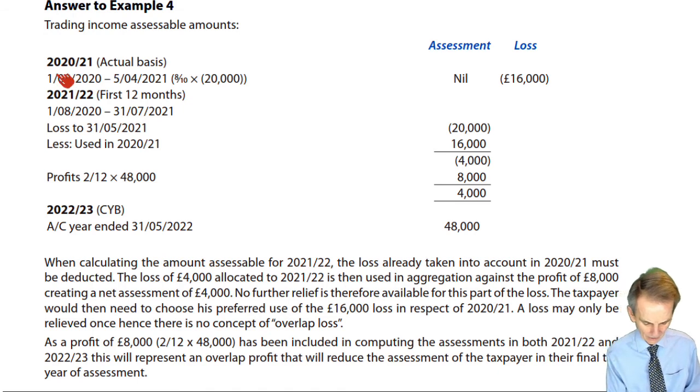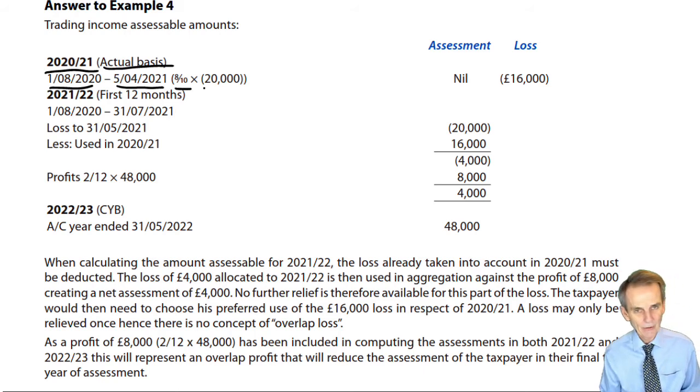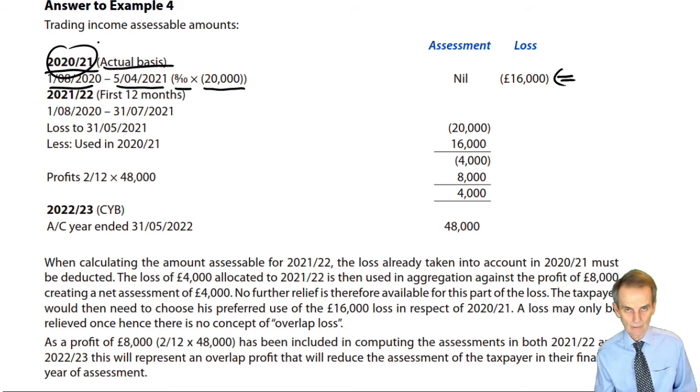As we've seen for 2021, we have an actual basis, start date through to the following 5th of April. That is 8 months out of an opening 10-month period in which we made a loss of 20,000. Therefore, we have a £16,000 loss available for 2021. And again, we are then able to use that, as we have said, against total income, current year, preceding tax year, extension claim, carry forward claims.